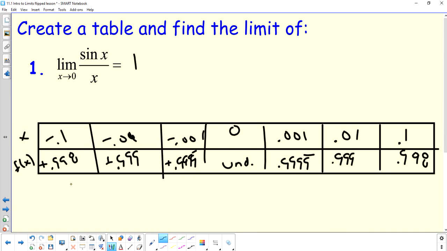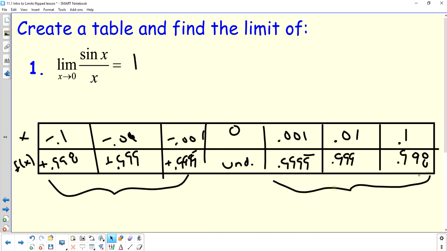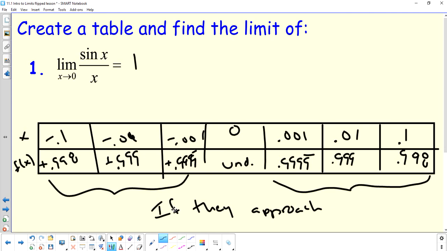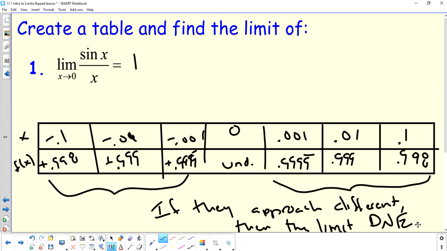Okay, now it's always important, these two don't have to be identical sets of numbers, but if they approach something different, then we're going to say the limit does not exist. And we can just write that as DNE. Okay, the limit does not exist.